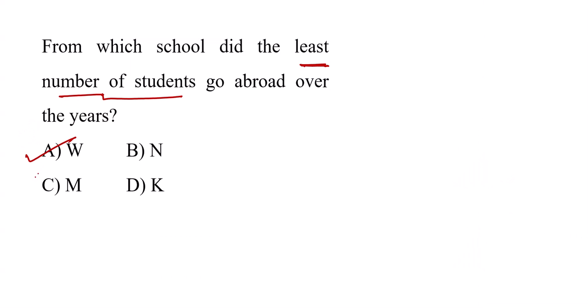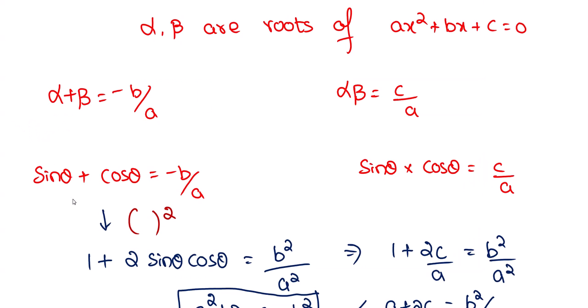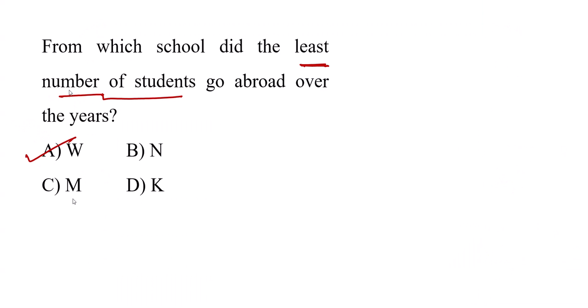Which school is sending students abroad the least over the years, all together, is nothing but W. Right, so they'll give a table, and we need to calculate the things accordingly. 2 to 3 questions they ask in this type of scenario. Question number 32.